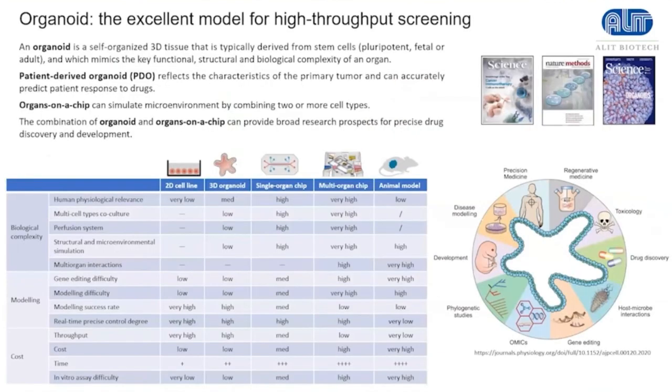Organoids, especially patient-derived organoids, reflect the characteristics of the primary tumor and can accurately predict patient response to drugs. Now we have several models for drug screening, compared with 2D cell lines and animal models. Organoids, organs on a chip, and also organoids on a chip have many advantages over them and show great potential in drug discovery, screening, and precision medicine.